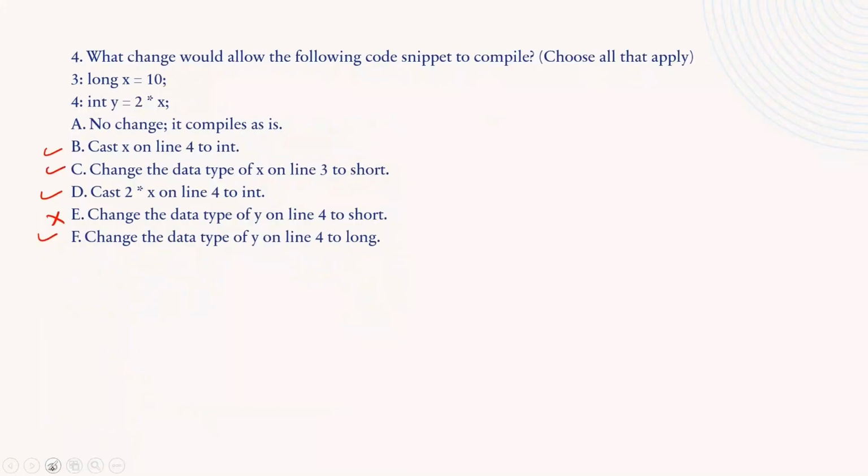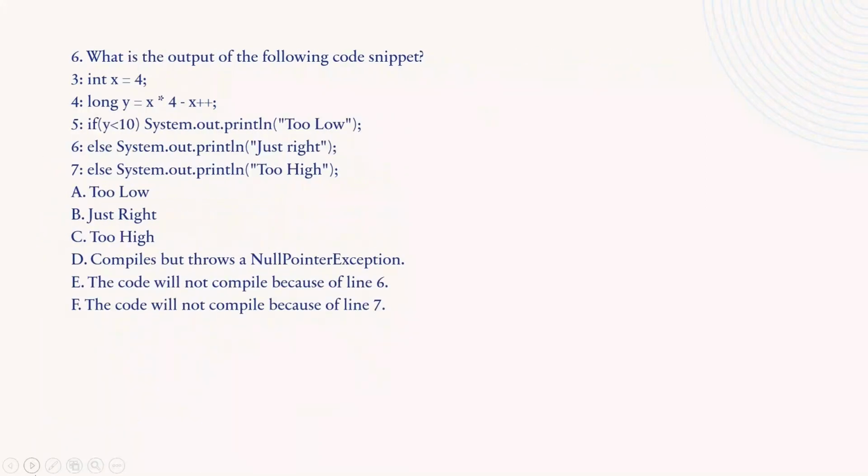I skipped question number 5, I think. Alright, let us see this question. Question number 6. What will be the output of the following code snippet? So int x equals 4 and there is some code over here, and too low, too just right and too high, that is something.